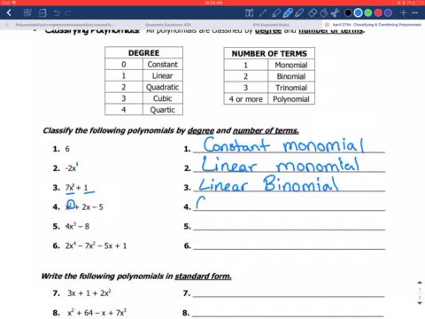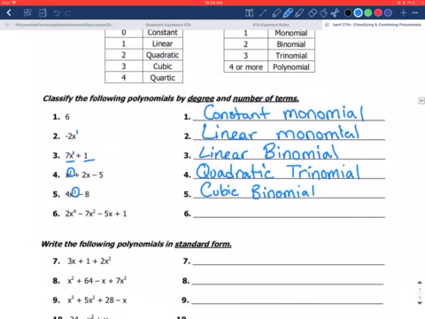For number 4, our degree is a 2, so now we have our first quadratic. And we have 3 terms, and that is a trinomial. Next, we have a 3 as our highest degree, so that is a cubic. And we only have 2 terms, that's a binomial. And lastly, we have a 4 as our highest degree, that is a quartic. And we have 4 terms, so that is a quartic polynomial.